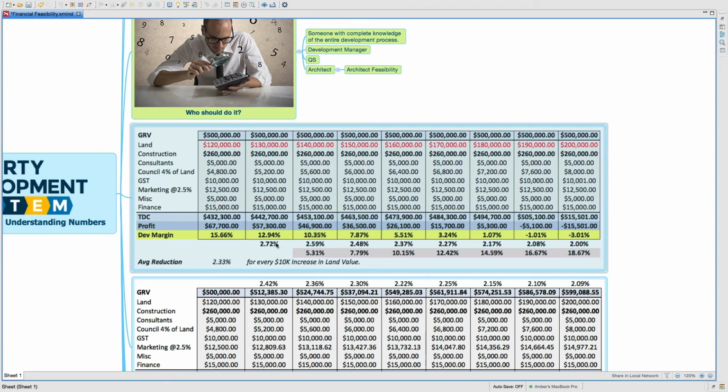However, with everything else constant, the more you pay for the land, the less your development margin is going to be. Just because you pay $10,000 more for land, that doesn't mean you can sell your end product at $10,000 above the market, because the market doesn't allow that. So that's going to be constant. Every time that happens, you lose 2.72% of your margin. If you pay $20,000 above the market, you've lost 5.31% of your development margin, and so on. And if you pay too much for the land, say 180,000, you start going into negative, and there's no viability left in the project at all. Basically, a 10,000 increase in land value will cause an average reduction of 2.33%.